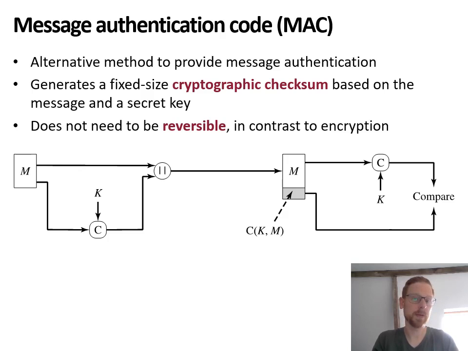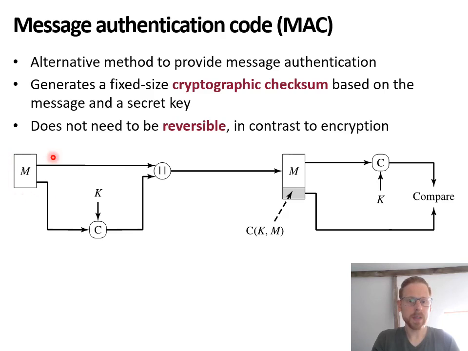This brings us to the third and last type of message authentication function, namely the message authentication code, or MAC. It is an alternative method to provide message authentication. It generates a fixed size cryptographic checksum based on a message and a secret key. It doesn't need to be reversible, in contrast to encryption, which generally makes it more efficient.